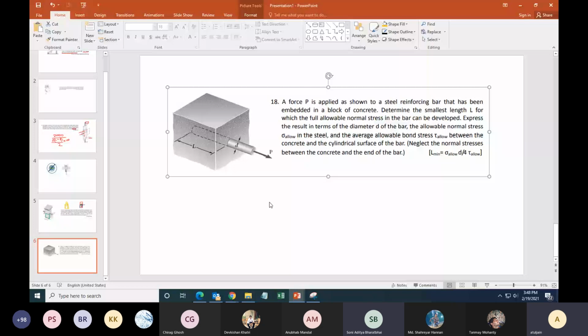Because the factor of safety is the same. We are saying that if L is very small, then the stress in the rod will never reach sigma allowable. If the length L is very long, then it will exceed sigma allowable. What is the length so that the normal stress is equal to sigma allowable?